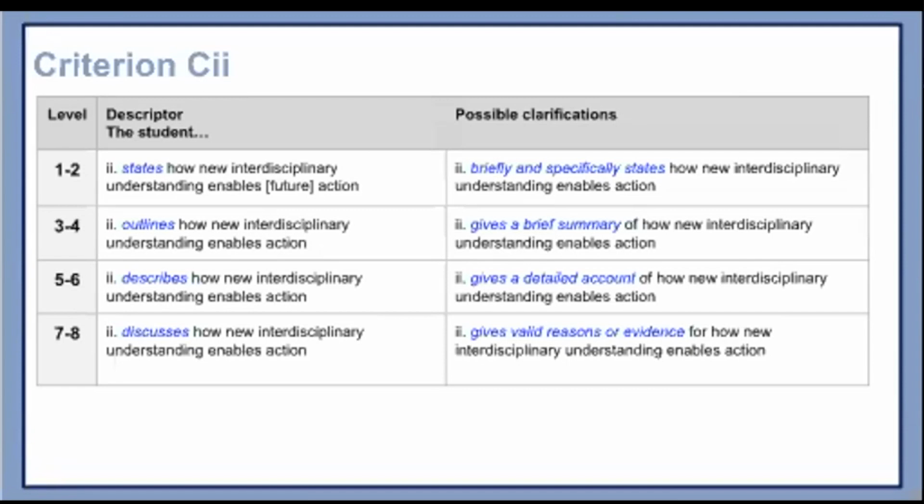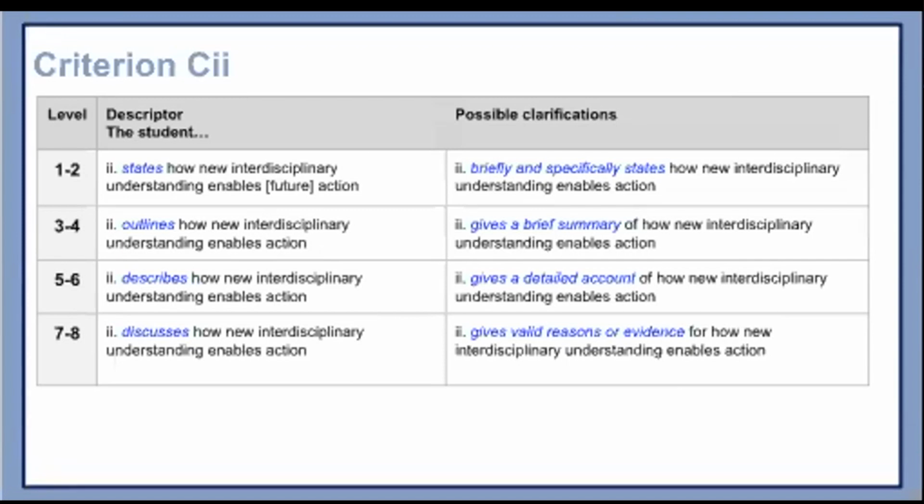Okay, and here's an idea for clarifying those differentiator terms if you need it, or if they need it, as you're assessing. The word future in the 1-2 level seems to be an error because they have taken it out of all the other levels. In the guide, they clarify that action means potential future action or action taken during the unit. Either one, it doesn't have to be future.